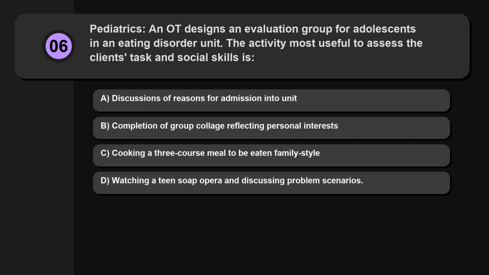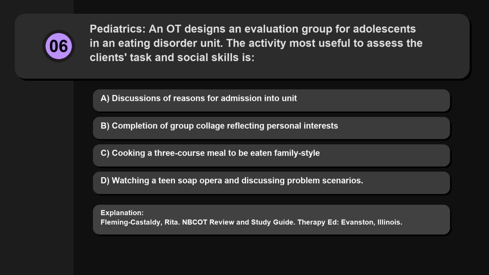Question 6. Pediatrics. An OT designs an evaluation group for adolescents in an eating disorder unit. The activity most useful to assess the client's task and social skills is: Option A. Discussions of reasons for admission into unit. Option B. Completion of group collage reflecting personal interests. Option C. Cooking a 3-course meal to be eaten family style. Option D. Watching a teen soap opera and discussing problem scenarios. The correct answer is option Nan.